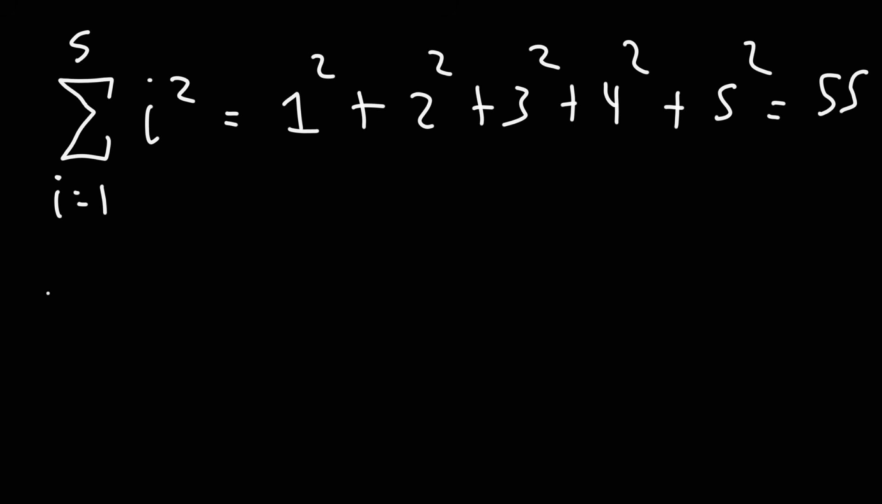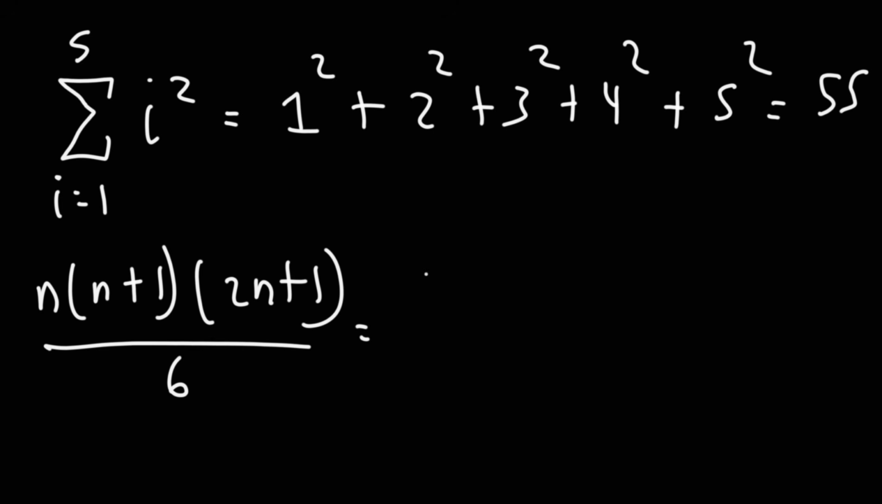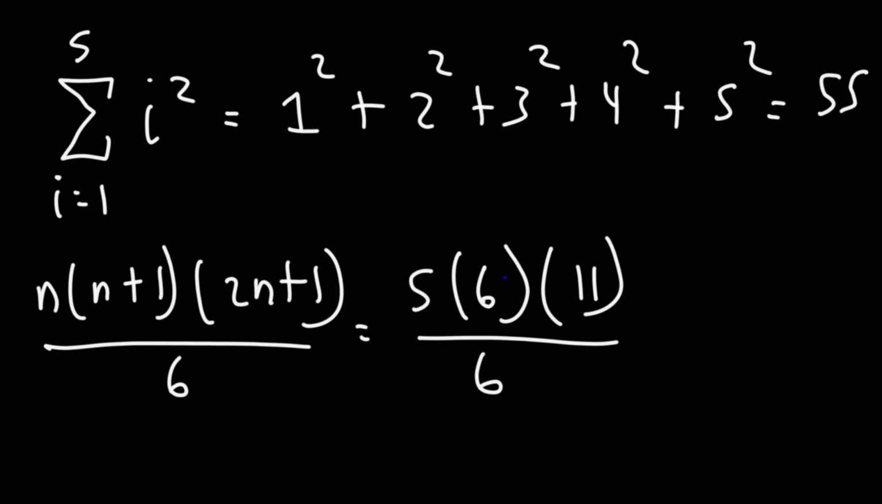Now, we could use the formula for i squared. It's n times n plus 1 times 2n plus 1 over 6. So n is 5, so that's 5. 5 plus 1 is 6. 2n plus 1: 2 times 5 is 10, plus 1, that's 11, over 6. The 6 will cancel, and we get 5 times 11, which is 55. So as you can see, these formulas are really useful for taking the sum of squared or cubed terms.